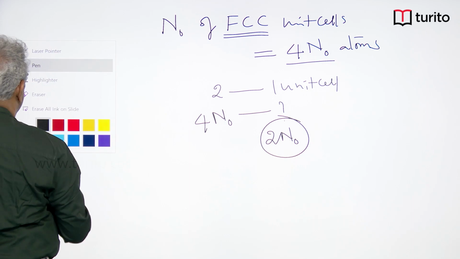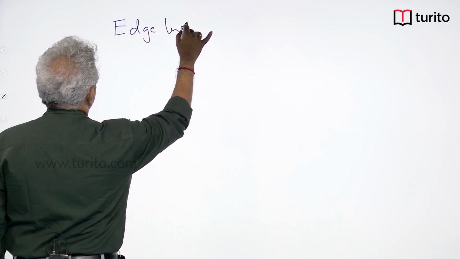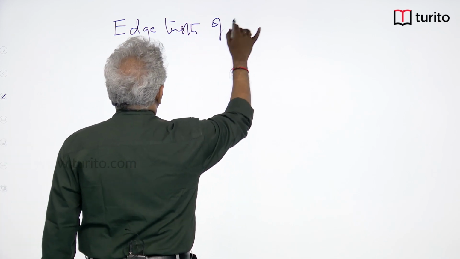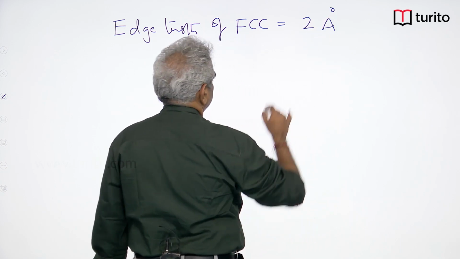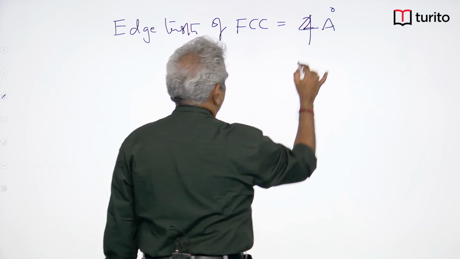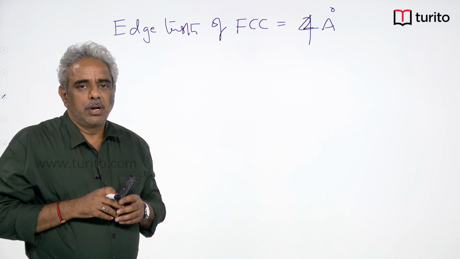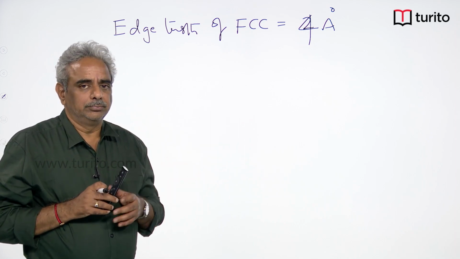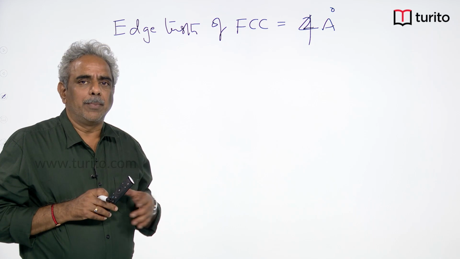Let us see one more aspect. Actually, like this we can always work out. Suppose I say edge length of FCC is 2 angstroms. Okay, let me say 4 angstroms. Edge length of FCC is 4 angstroms. What is the radius of the sphere making that particular FCC? Such questions are quite common.